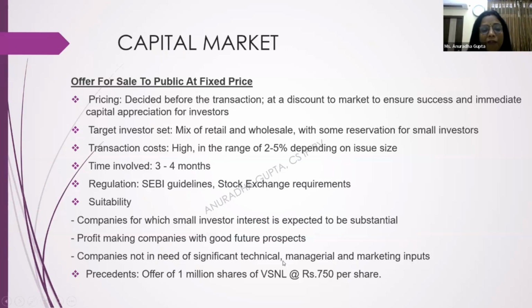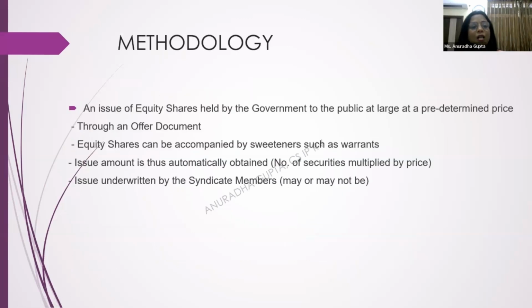So one example in India was BSNL, which was offered at the rate of 750 rupees per share. So here the method is that the government sells the shares to the public at large at a pre-decided price. An offer document is placed. Equity shares can be accompanied by sweeteners like warrants that give an added advantage. If you know, the warrants are things that can be converted in future to shares. Issue amount is thus automatically obtained. Issue underwritten by syndicate members.